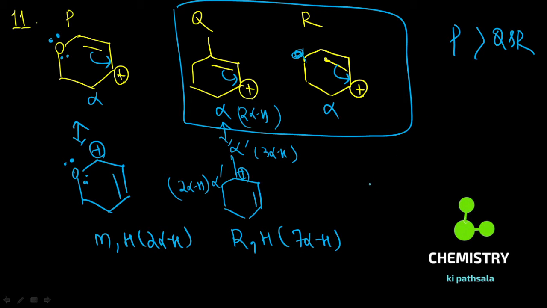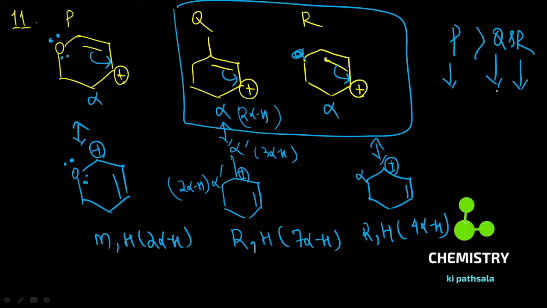In case of R, what will you find? Because of this resonance, the formation of a new carbocation is there, and you will find these alpha hydrogens. So it is stabilized by resonance obviously, and hyperconjugation because of 4 alpha hydrogens. So what is your answer? Obviously mesomeric effect dominates, and in between Q and R, resonance is common, but the difference is because of alpha hydrogens. So the answer will be P greater than Q greater than R. Okay, clear? Now coming to question number 12.